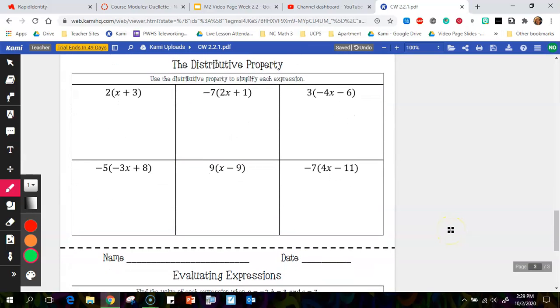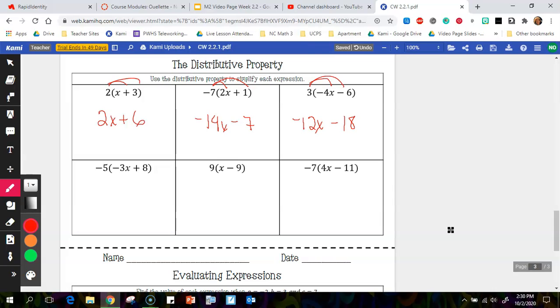Distributive property. Okay, so remember this is where we distribute the number into the parentheses. So that's 2x plus 6. Negative 7 times 2x is negative 14x. Negative 7 times 1 is minus 7. 3 times negative 4x is negative 12x. 3 times negative 6 is minus 18.